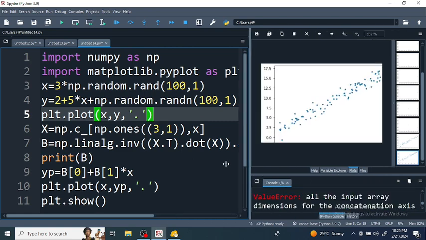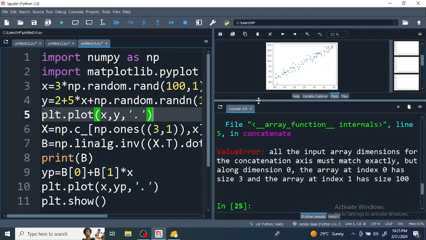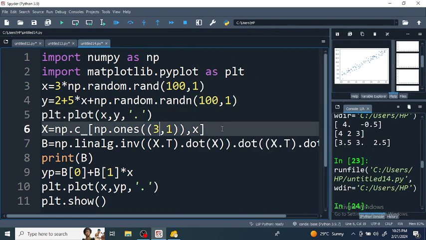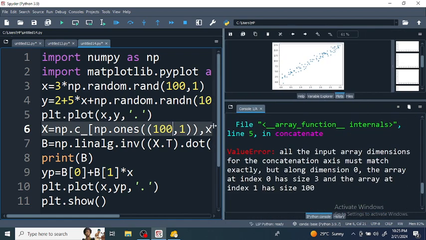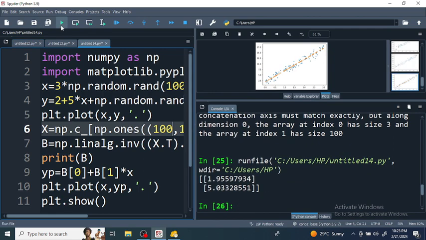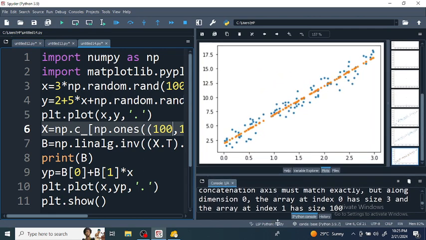Is there any error? All input array dimensions must match. Okay, we generated 100 points here, so we use 100 instead of 3 as in the previous example. So you can see here the red ones represent the calculated values, and blue represents the actual values.